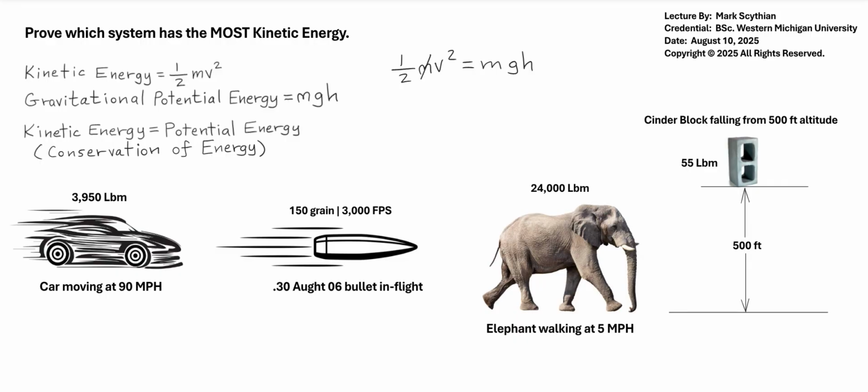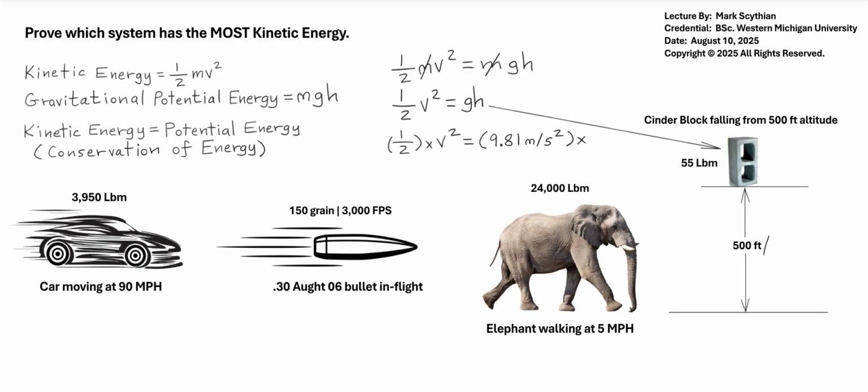So we start with first deriving the equations, making the kinetic energy equal to the potential energy. And so here we can actually cancel out the mass, just to solve for the final velocity of the cinder block. So this becomes 1/2 v squared is equal to gh. So 1/2 times v squared is equal to the product of gravitational acceleration on Earth, 9.81 meters per second squared, times the height in meters. So we convert 500 feet to meters. This is 152.4 meters.